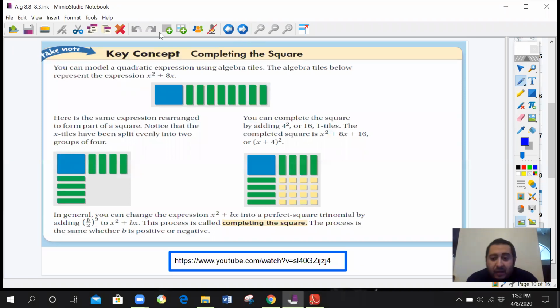Today's main concept that we need to focus on for this lesson: you can model a quadratic expression using algebra tiles. The algebra tiles below represent the expression x squared plus 8x. So for instance, this big square is your x squared, and all of this is your 8x, because each one of them represents an x, every single one of them.